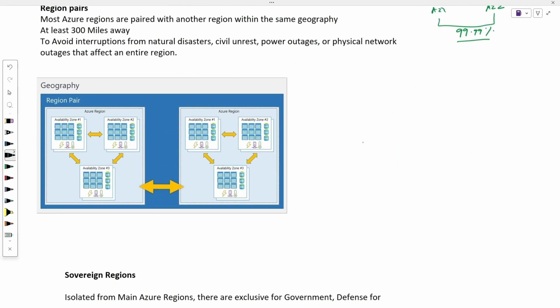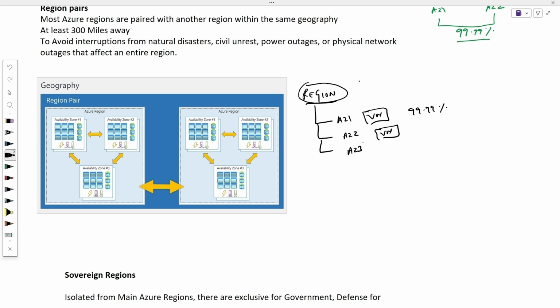We understood what is availability zone. Now let us understand what is region pairs. We know that there is a strategic location for every region that Azure has selected. We have a region, and a minimum of 3 availability zones, AZ1, AZ2 and AZ3. This is fine. Azure also says that you deploy virtual machines on multiple availability zones so that you get an SLA of 99.99%.